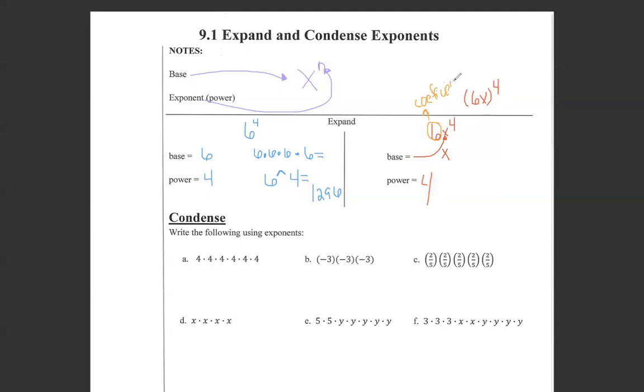Okay, so that's what that is. And so if you were to expand this, you would write 6 times x times x, 4 times is to the fourth power, times x times x. So this would be the expanded notation. And you can't evaluate that because we don't know what x is. So this would be how you would expand something that has a variable in it.